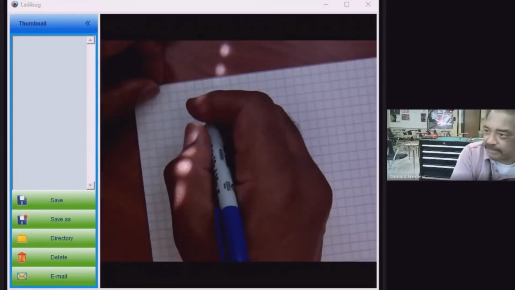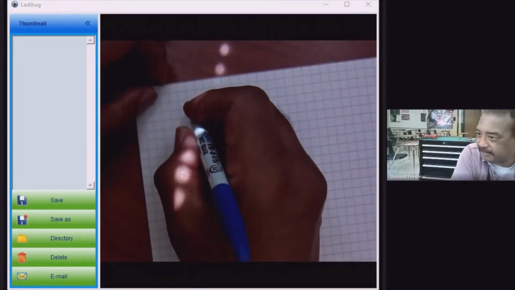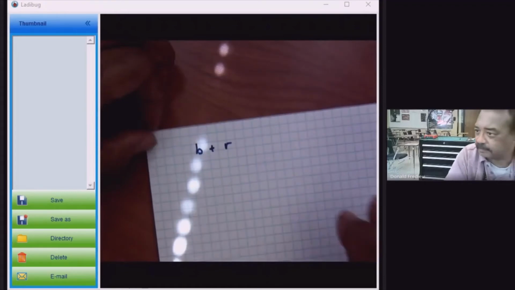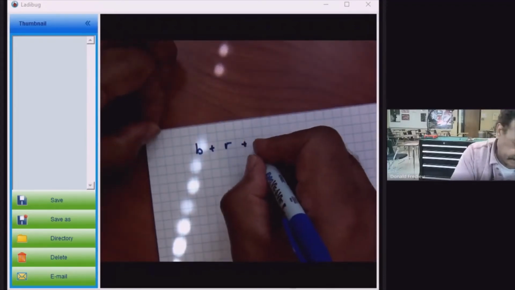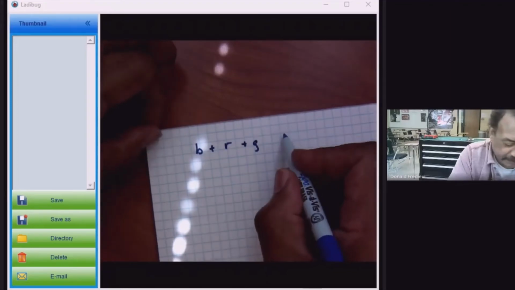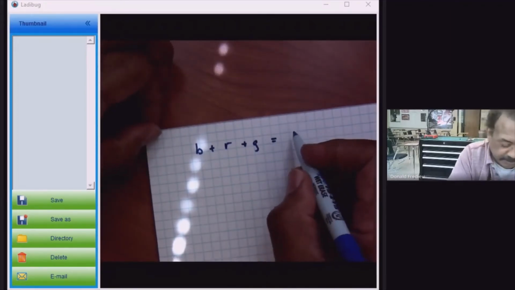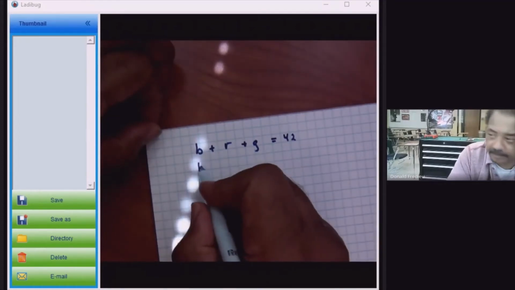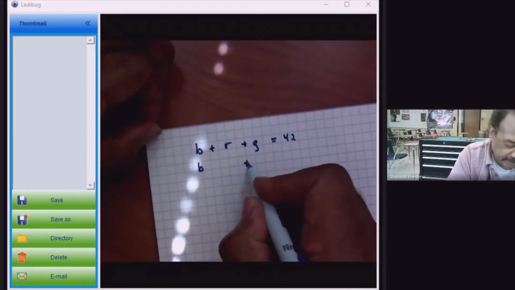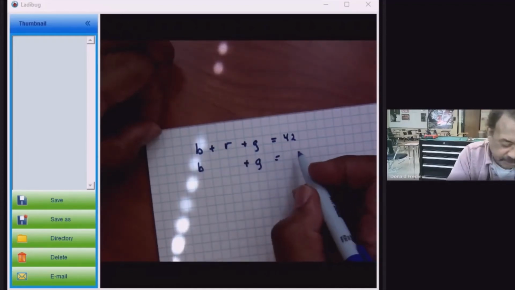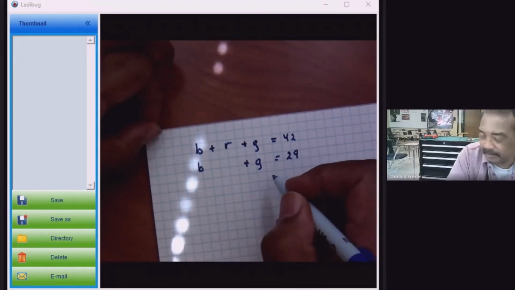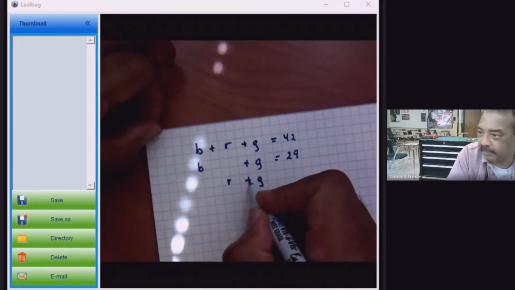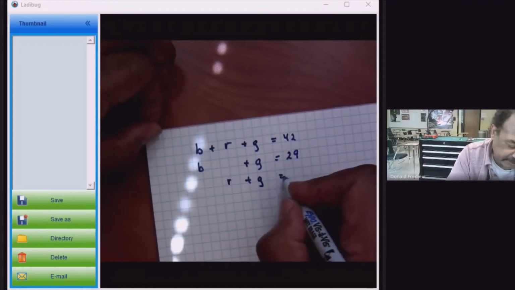So we know that he has 3 crates. He has a blue crate, a red crate, and a green crate. And he packs books into each of those, and the total number of books that fit in all 3 is going to be 42. But in his blue crate and his green crate, he gets 29 books. And in his green crate and his red crate, he gets 25 books.